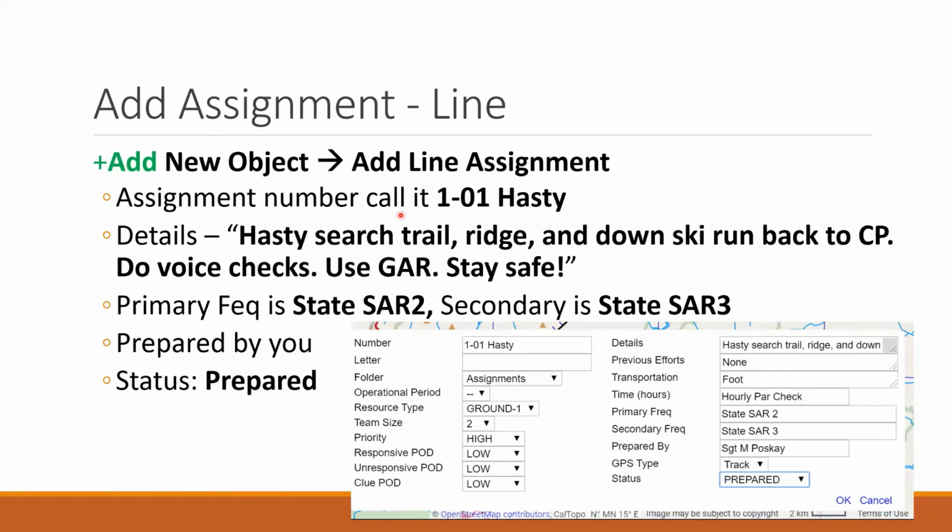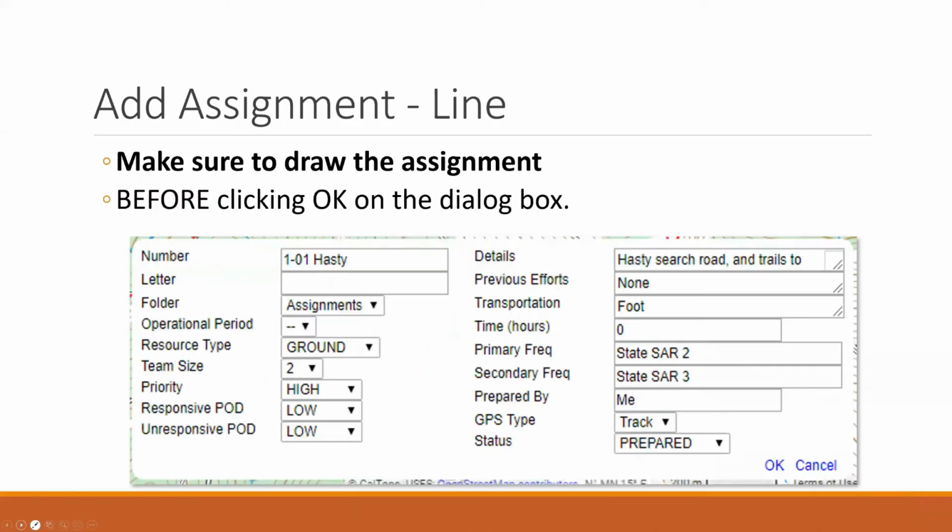So it actually gives you some information to do it. When you add the line assignment, they want you to call it 1-01 hasty. So that'll go in the number field. You don't need to write all these details in, but put something in there. Your primary and secondary frequencies would go right here, prepared by your name, and that it's prepared is the status. And when you're putting that information in, make sure to draw the assignment before clicking OK.